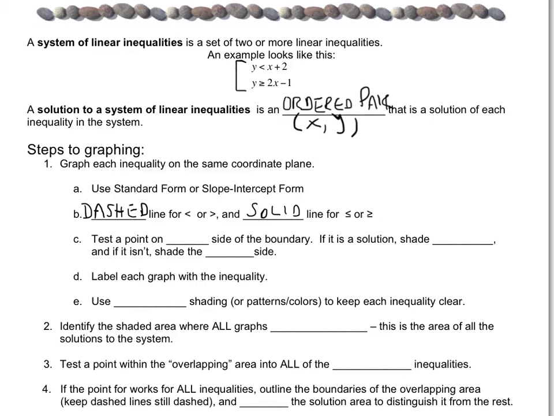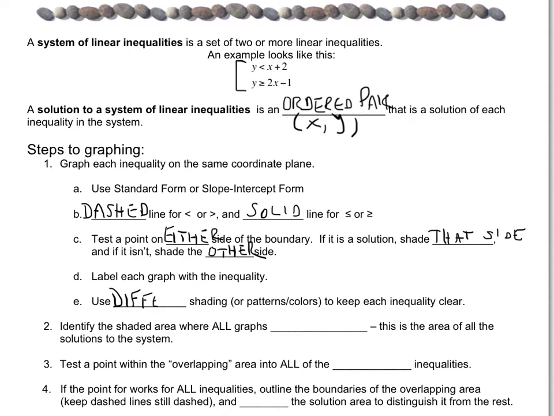So what we're going to do is test a point on either side of the boundary once we have created that boundary. If it's a solution, we shade that side. If it isn't a solution, we shade the other side. So far this is just a review of how we graph inequalities. We label each graph with the inequality so that we know which one we're talking about when somebody looks at our graph.